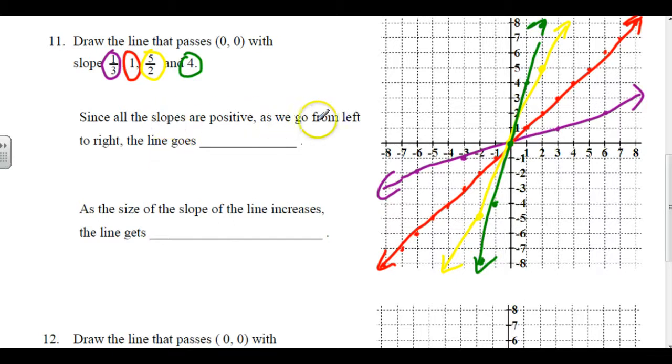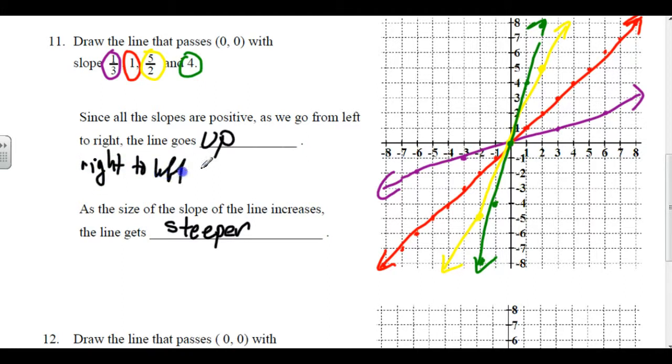Since all the slopes are positive, as we go from left to right, the line goes up. As the size of the slope increases, so what do we have? 1/3, 1, 5 over 2, 4. You notice the line gets steeper. You also notice here that as we go from right to left, we go down.